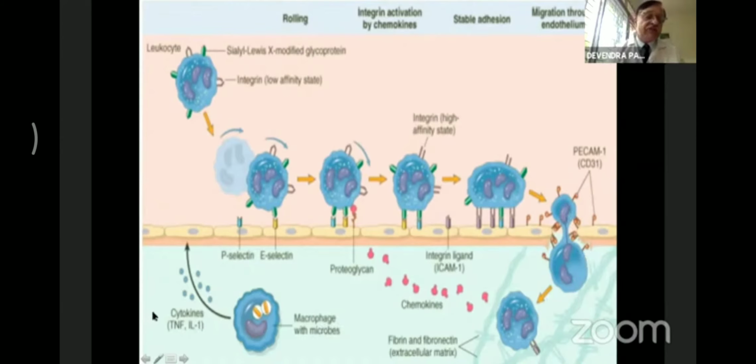Once it comes into the interstitial space, it secretes enzymes, fibrinolytic enzymes, which will digest the fibrin and the fibronectin which is present in the interstitium, and travel in the interstitial tissue. They also release chemokines, which will activate the WBCs, and cytokines, which are released by the macrophages, will be acting on the endothelium.